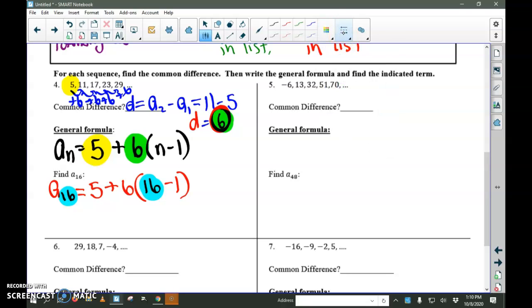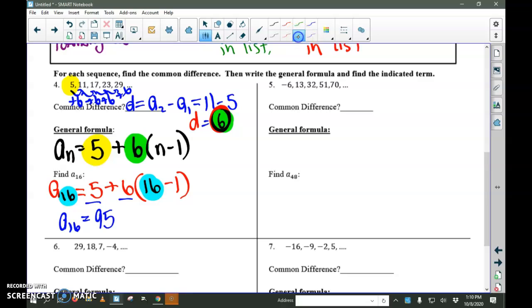Okay, and then I'm just going to type this in my calculator. In my calculator, I'm going to type exactly what I see. I see 5 plus 6 parentheses. You could type in 15 if you wanted, right? 16 minus 1 is 15. Or you can just type in parentheses 16 minus 1. And you should get an answer of 95.